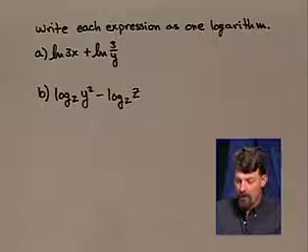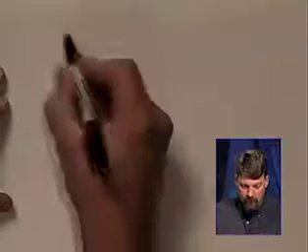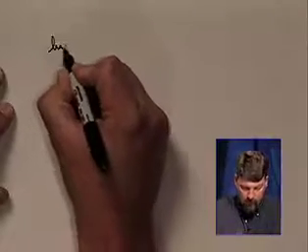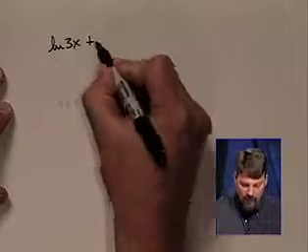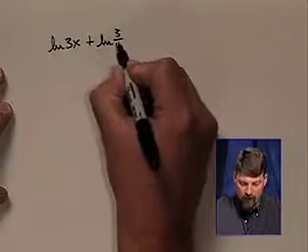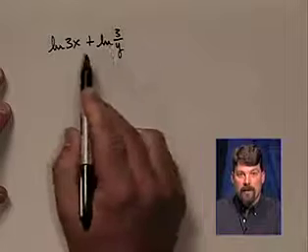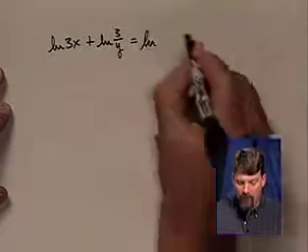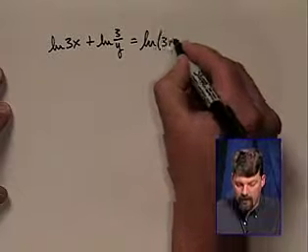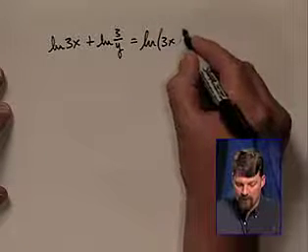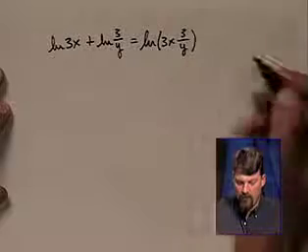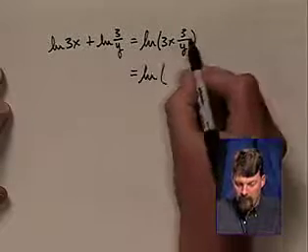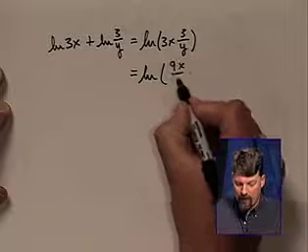So we'll start off with this first one. And that was natural log 3x plus natural log 3 divided by y. Here we have a sum, so we can rewrite this as the log of a product. That will be the natural log of 3x times 3 divided by y. And 3 times 3 is 9, so we'll have 9x divided by y.